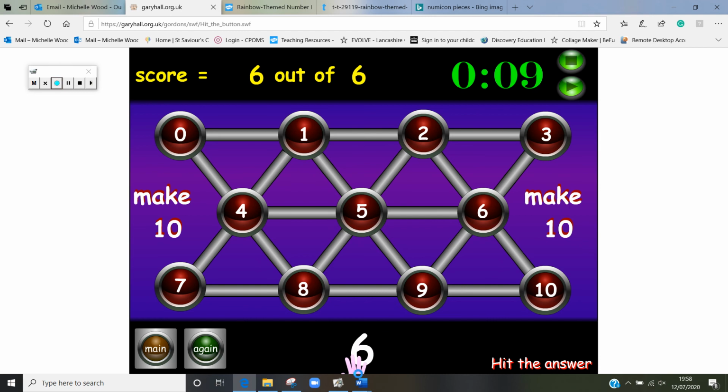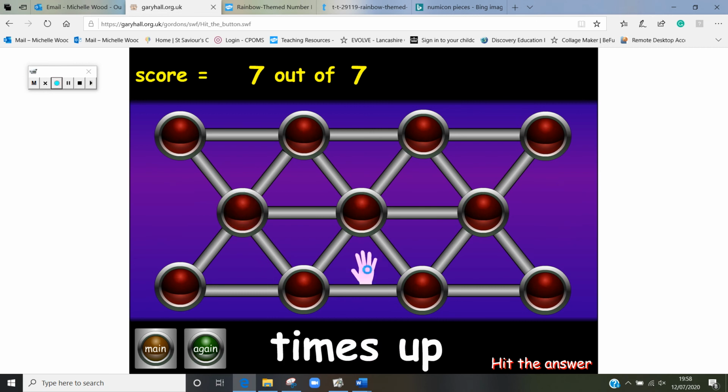What do I add to 6 to make 10? Count on your fingers if you're unsure. So we've got 6, 7, 8, 9, 10. My answer is 4. Excellent. And finally, what do I... Oh, and my time is up. Okay. So we scored 7 out of 7.